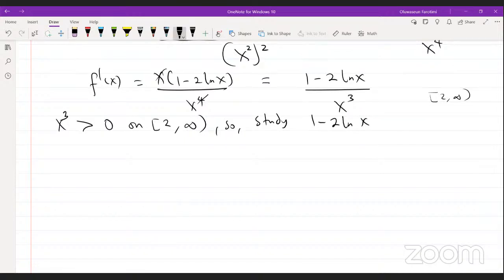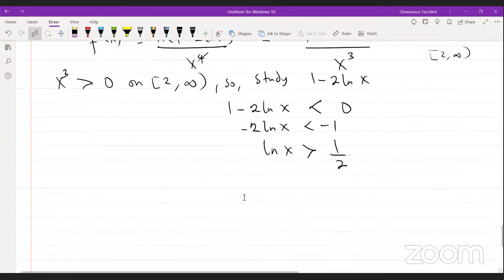Okay, so to study this guy, see what we do. If this guy is less than 0, for what value of x will this guy be less than 0? So I can do something like this. Let us see. For what value of x will this guy be less than 0? That's what I'm trying to solve. Okay. So divide through by negative 2, the sign flips. And then ln x is greater than 1/2.